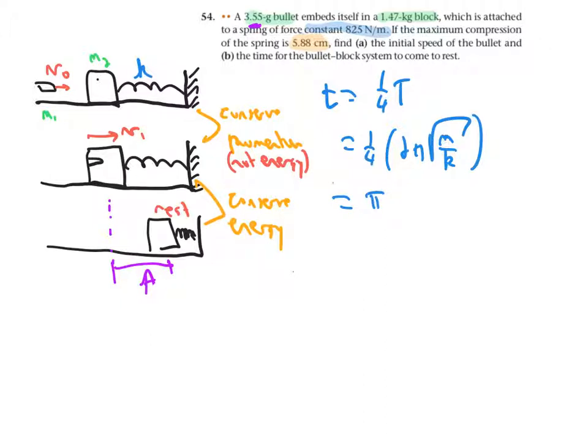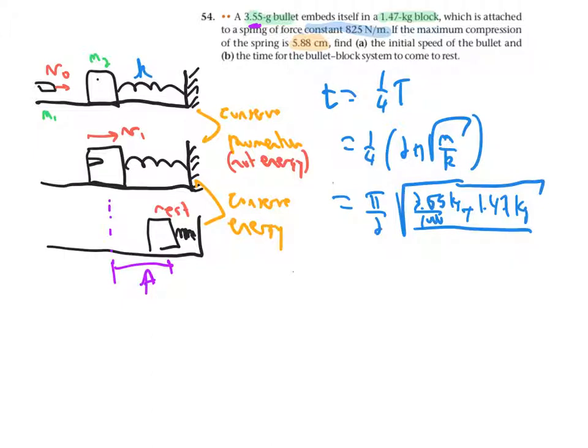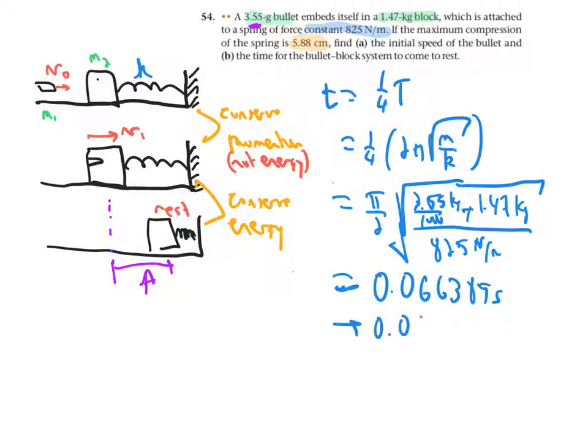So this will be pi over 2 times the square root of, which mass? Well, we really want the mass m1 plus m2, so 3.55 over 1,000 kilograms plus 1.47 kilograms, all divided by 825 newtons per meter. And when we throw that into a calculator, what we end up with is 0.066385 seconds, which becomes 0.0664 seconds, or about 6/100 of a second.